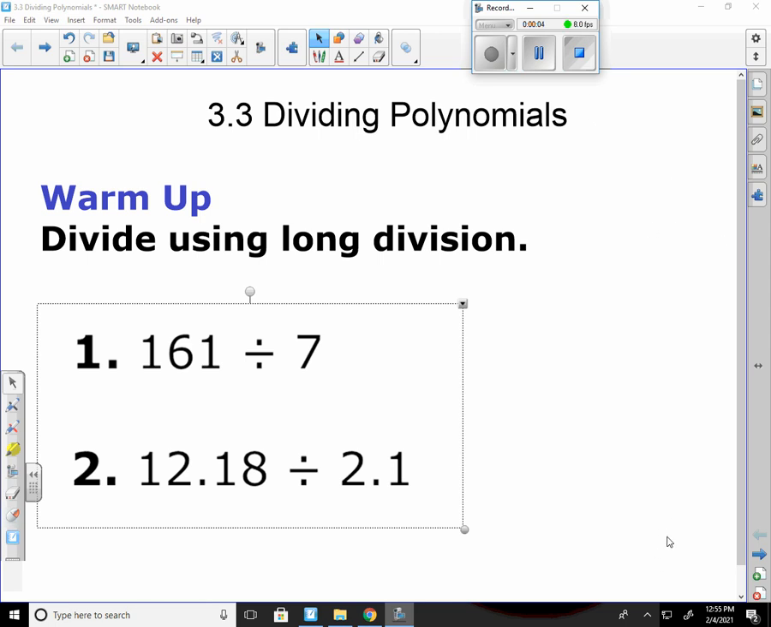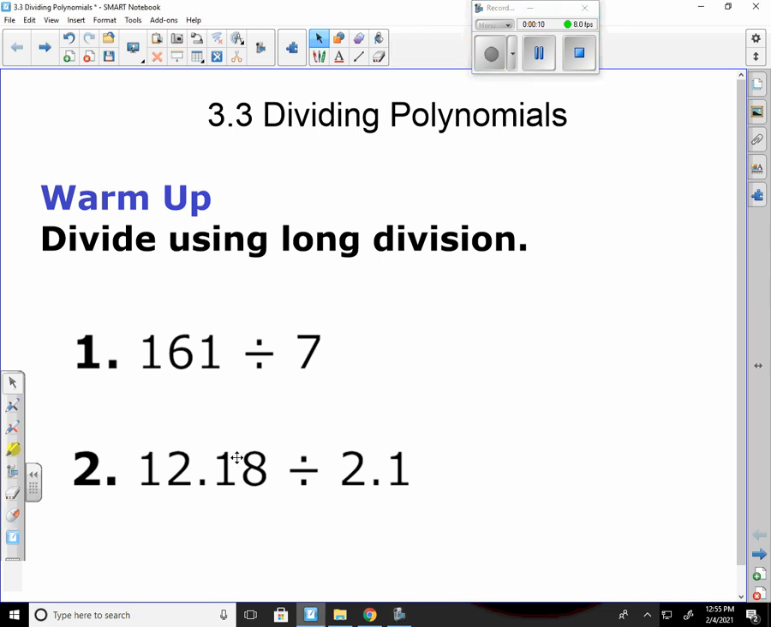Okay, today starts 3.3 dividing polynomials. We're going to start by doing a warm-up. We're not even going to do both of them. We'll just do the first one, really. And it's going to be dividing using long division. So this is actually going back to like third grade, I believe.